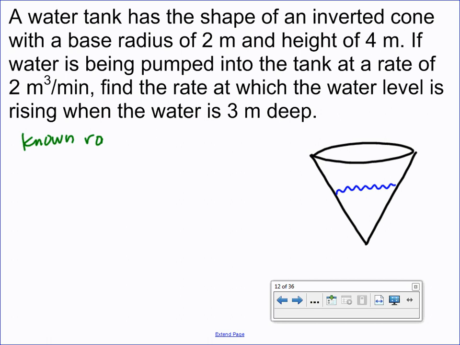So we have our known rate and what we're trying to find. As I take a look at this problem, what formula is going to make sense? Well, it looks like we need a volume and we need a height, and so I want my known rate in terms of Leibniz notation. What would that look like for this given information? Who's got it? Eddie? dV/dt equals 2 cubic meters per minute. Awesome, thanks. Let's do dV/dt equals 2 cubic meters per minute.